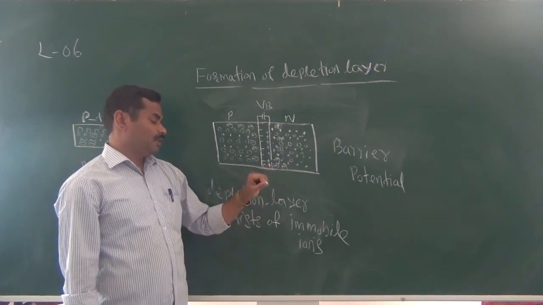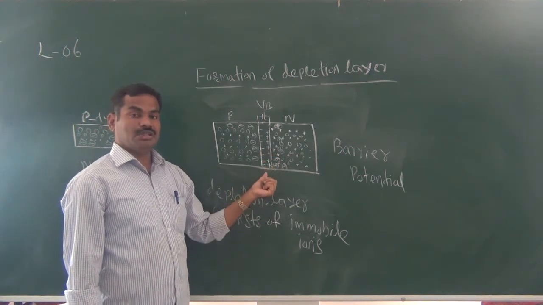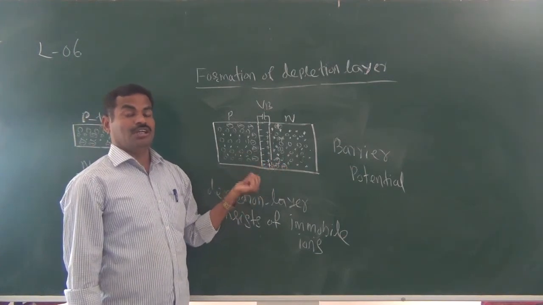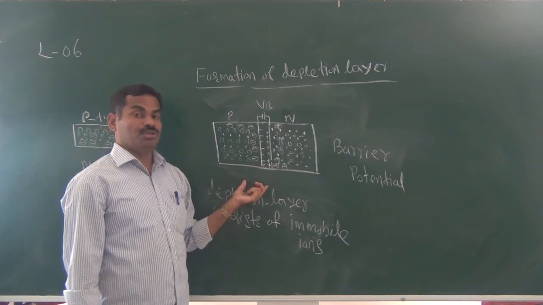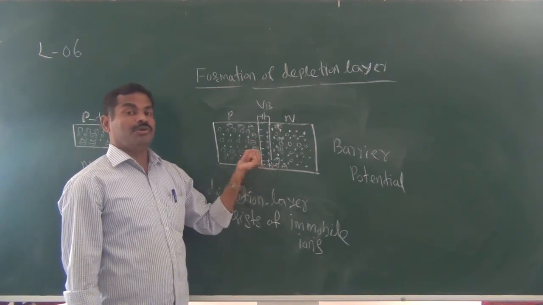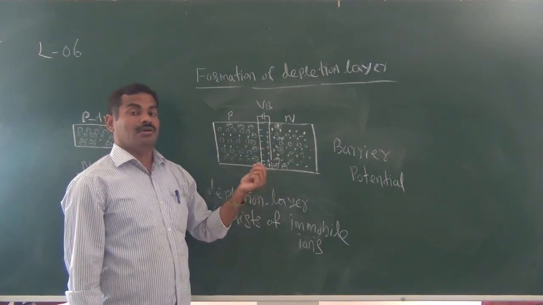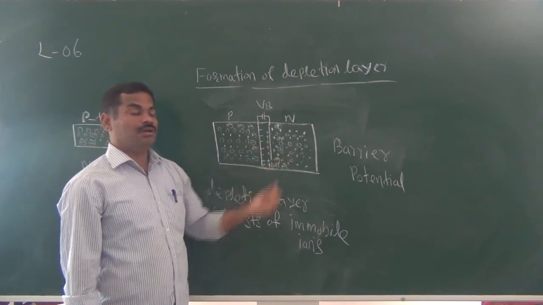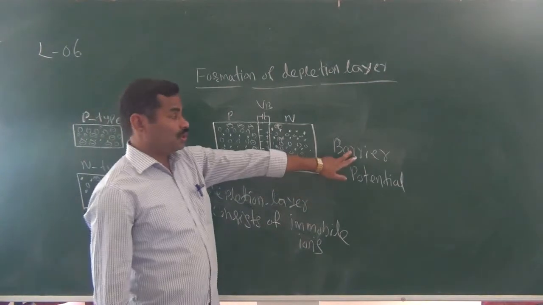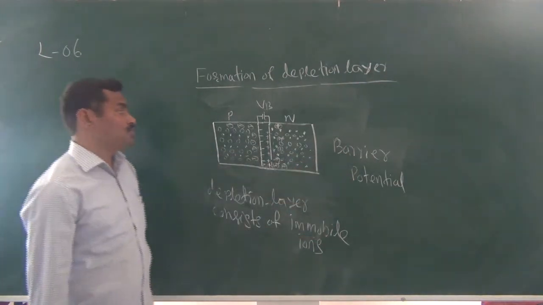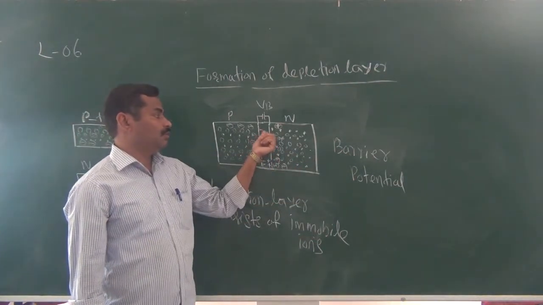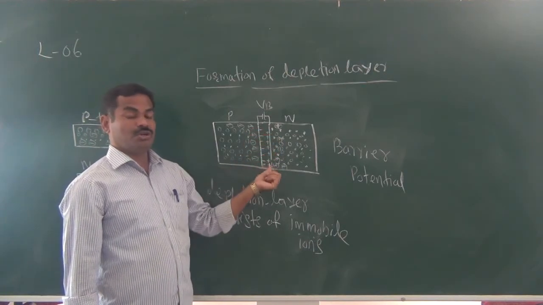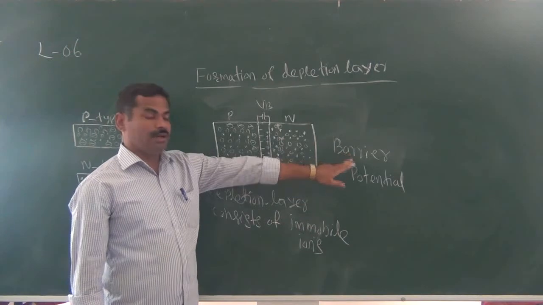And as I said, the important thing about the depletion layer is that it opposes the further movement of electrons and holes. It will stop the further diffusion of electrons and holes. And what is this called? The barrier potential. The negative and positive ions will create some electric field, some potential. That potential is nothing but the barrier potential.